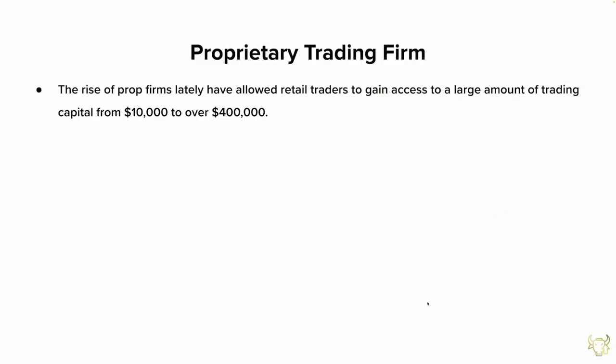Yeah, so FTMO. The rise of prop firms lately has allowed retail traders to gain access to a large amount of trading capital, from $10,000 to over $400,000. Yes, you heard that right. You could potentially trade $500,000, or they can even scale it up to $1 million in trading capital. Imagine trading with $1 million, right? If you risk 1%, that is what? How much is that? Is that like 10,000? Yeah, that's like $10,000 per trade.